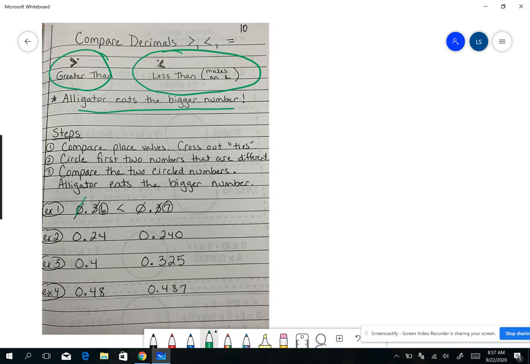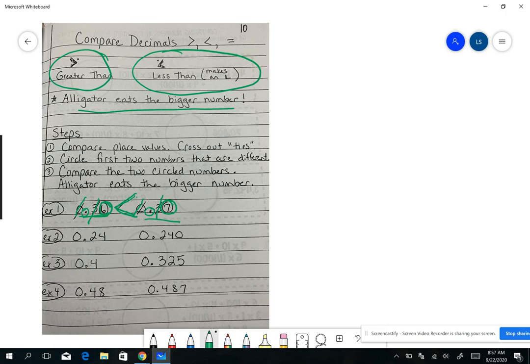You've got a 0 and a 0, they tie. I know that I was in the right place because here's my decimal point. Then I have a 3 in the tenths and a 3 in the tenths. Now I get to two numbers that are different, a 6 in the hundredths and a 7 in the hundredths. The 7 is bigger than the 6, so I'm automatically going to make the alligator eat that number, meaning this is less than this 37 hundredths.